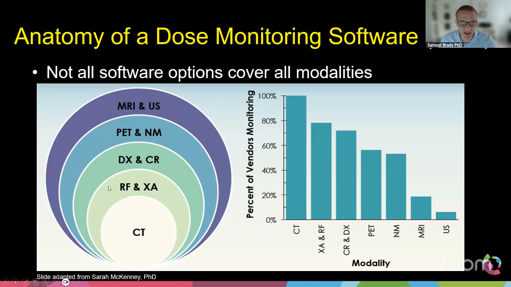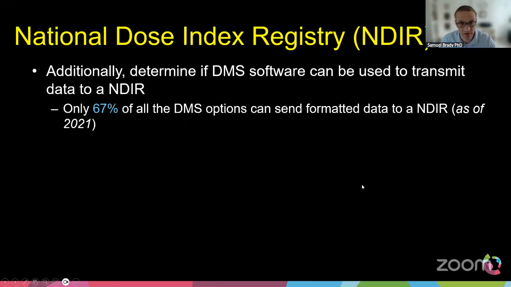But just understand, I stole one slide from her talk where she talks about how pretty much all of these softwares will collect data for CT, but most will do fluoro and X-ray, but not all. And definitely nuclear medicine's a little lower. So when you choose whichever software, you need to make sure it's going to collect the proper amount of data so you can participate in the DRLs.